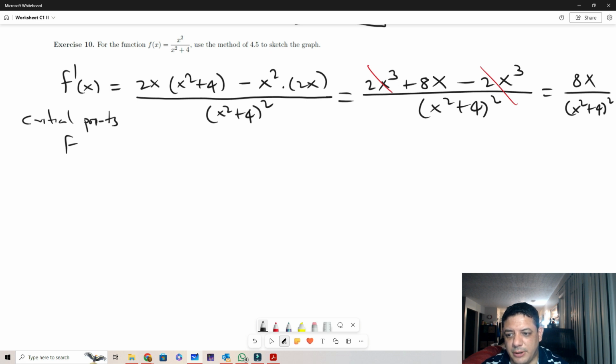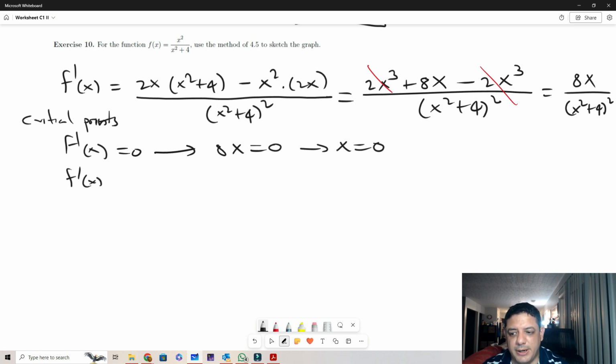Critical points are going to occur where f'(x) is equal to 0. So that means the numerator is equal to 0. That implies that 8x is equal to 0, which implies x is equal to 0. And we also have where f' does not exist, and that will be where the denominator is 0. But x squared plus 4 is never 0. So the only critical point, the real critical point here at least, is going to be x equals 0.